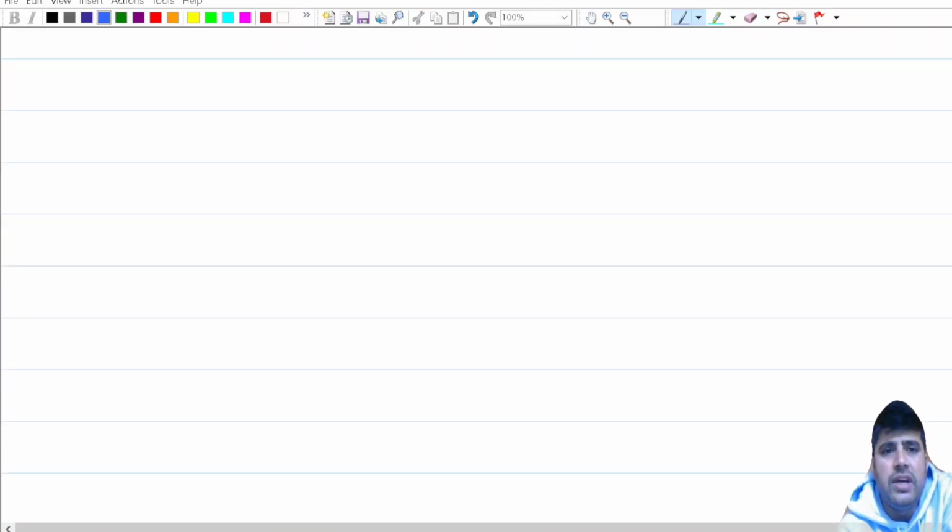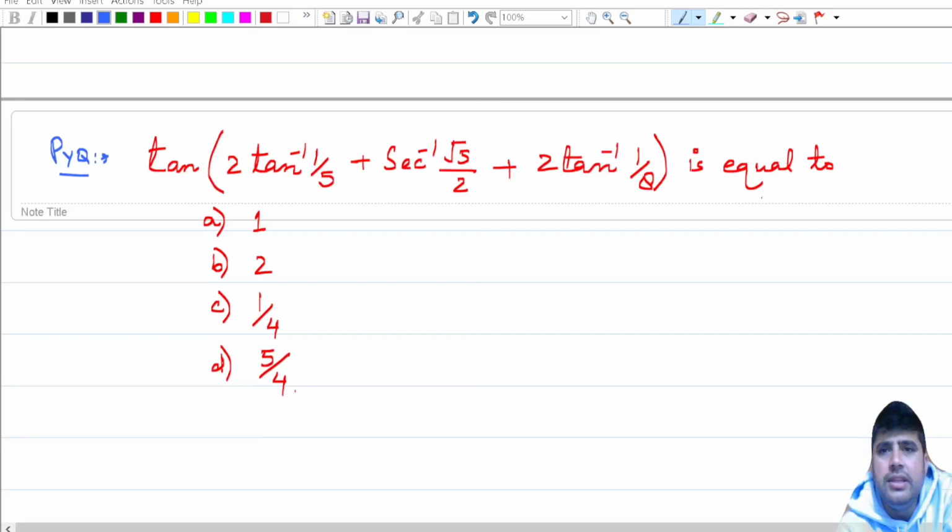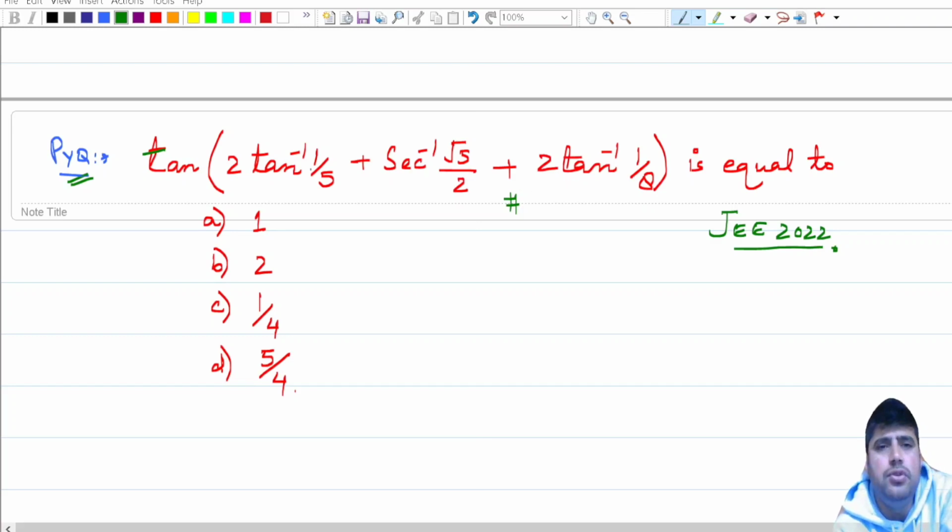Moving further, there is one more PYQ. I remember this is from JEE 2022, perhaps in the evening shift. The question is a little bit lengthy, but a simple one: 2 tan inverse of 1 by 5 plus sec inverse of root 5 by 2 plus 2 tan inverse of 1 by 8. As you watch this question, there is this 2 tan inverse of 1 by 5 and this 2 tan inverse of 1 by 8.